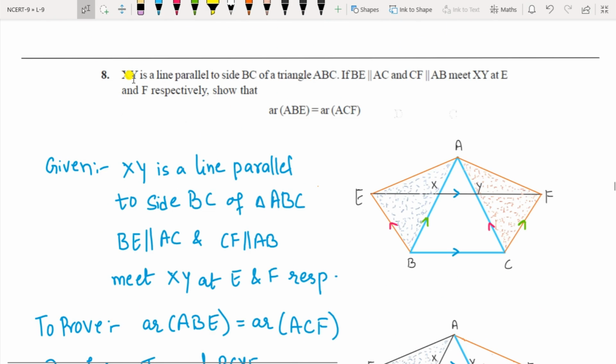Now this is question number 8. XY is a line parallel to BC of triangle ABC, and if BE is parallel to AC and CF is parallel to AB, meet XY at E and F respectively. You have to show that ABE is equal to ACF. This triangle is equal to this triangle that I have shown with the dotted points. Okay, so this is the given, that all you have to write. Then to prove what they have asked you to show.